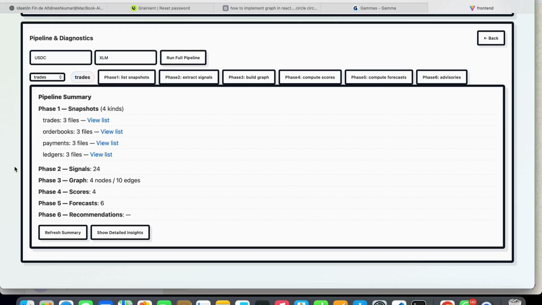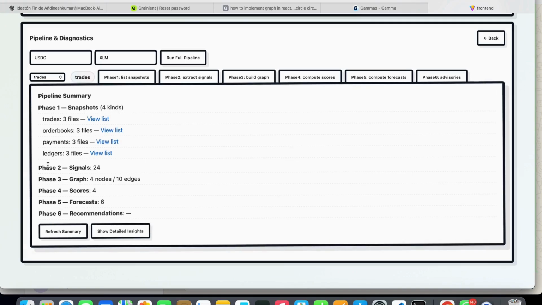Phase 1, snapshot. 4 kinds: trades, order books, payments, ledgers. Phase 1 is a network observation layer. SLIL pulls 4 different kinds of real data from Horizon: trades, order books, payments, and ledger activity. Each category has 3 time-stamped snapshot files, which means the system is observing the network over time and not just at a single moment. These snapshots are stored so the pipeline can be replayed, audited, or analyzed historically. This proves real data ingestion, not mock inputs.